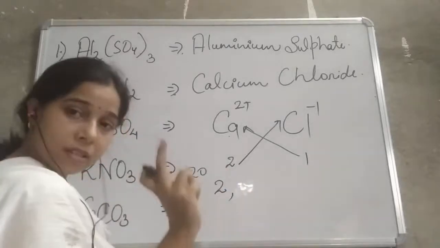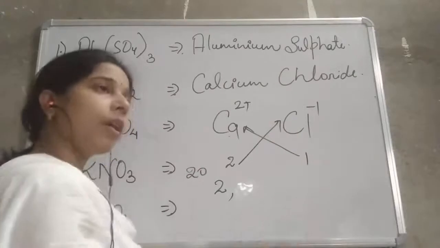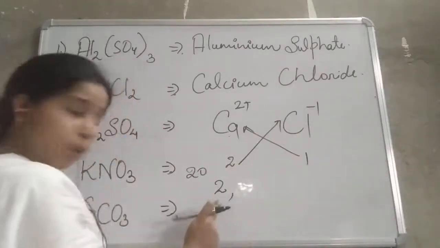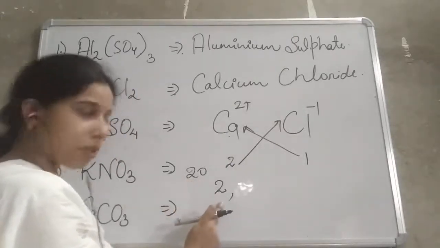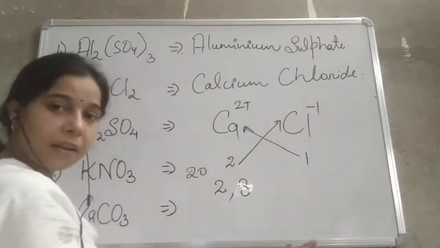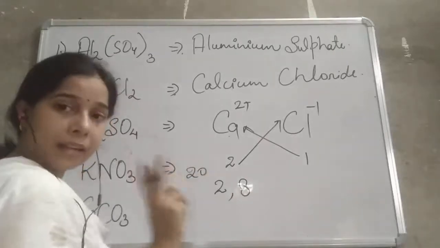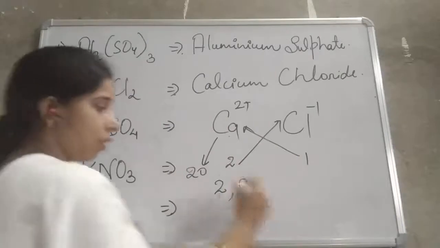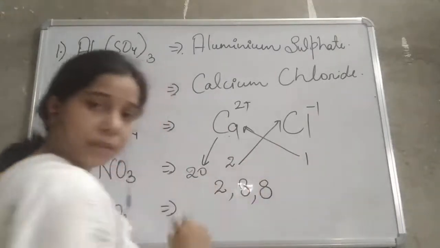Because the first shell will accommodate only 2 electrons, and after that all the different shells will accommodate 8 electrons. So 2 will be there. Out of 20, 2 electrons will go to the first shell. Then 8 electrons will enter into the next shell. So 8 plus 2, 10. Still 10 electrons are left in the case of calcium. Right. So again the next shell will accommodate only 8 electrons.